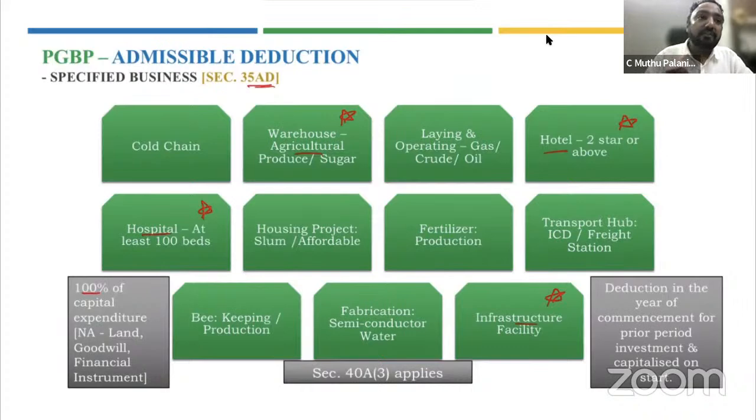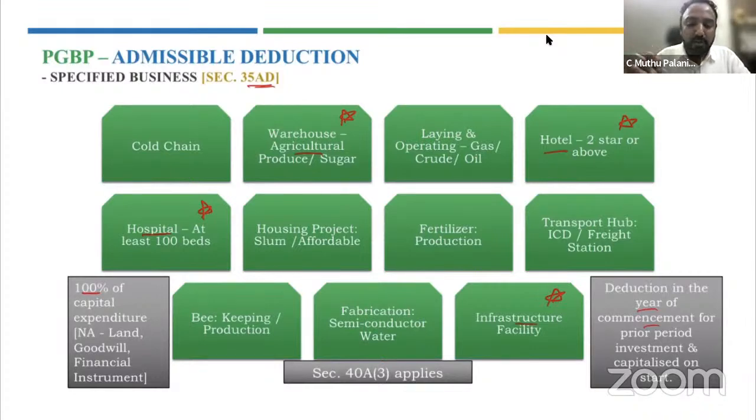And what if the expenditure was incurred before commencement of business? The deduction is allowed in the year of commencement for prior period investment that is capitalized. If the business is starting today, 17th October 2023, whatever was incurred earlier, if it is capitalized in the books on 17th October 2023, it can be claimed. Otherwise, it cannot be claimed.